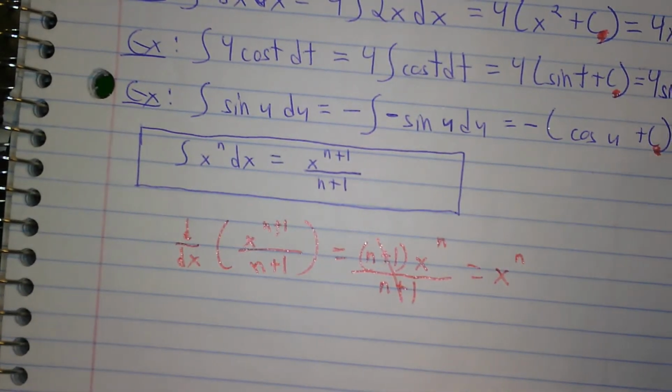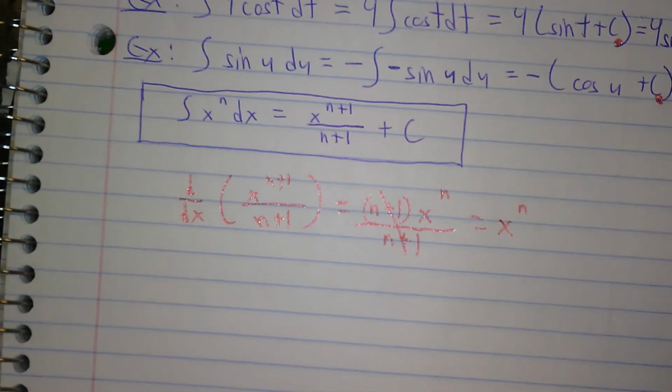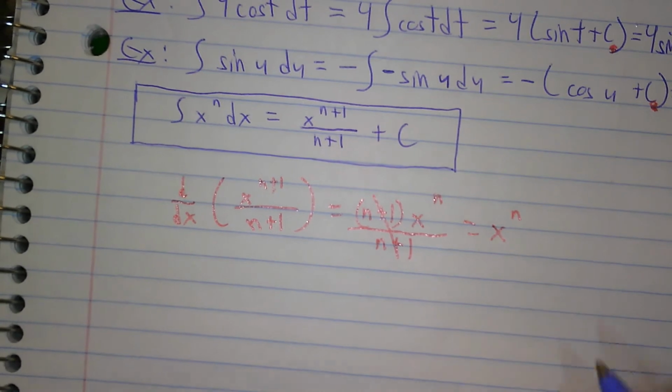Do you see that? Okay, so here's a rule you just need to memorize. Of course, you need to have plus c. You always have plus c on all these functions. Okay, so let's do an example.